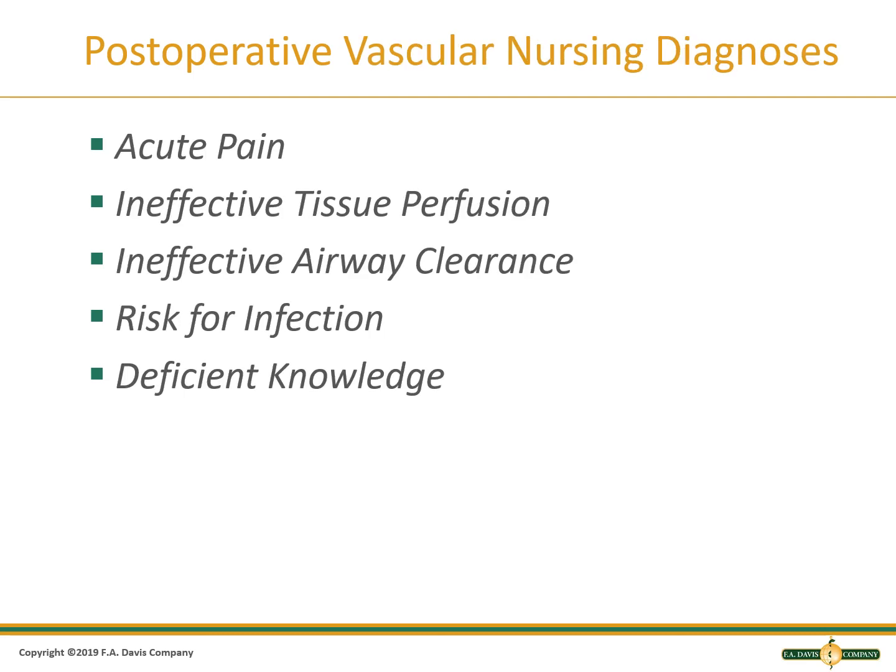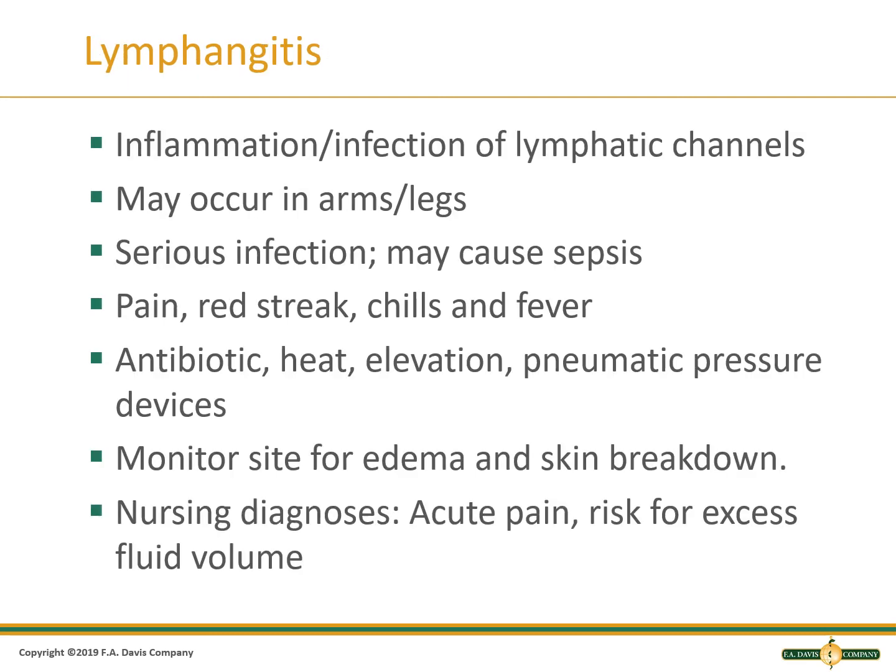Some nursing diagnoses for post-op vascular patients can be acute pain, ineffective tissue perfusion, ineffective airway clearance, risk for infection, and deficient knowledge. We are going to touch briefly on lymphangitis. The lymphatic system returns the fluid from other tissues in the body to the bloodstream. It is a pumpless system with one-way valves that return fluid to the heart. Any interruption in the flow of lymph can result in edema.